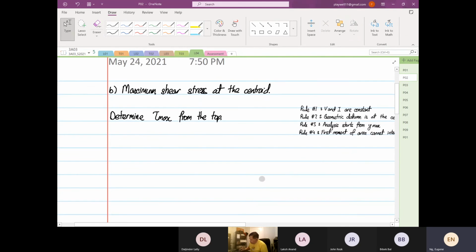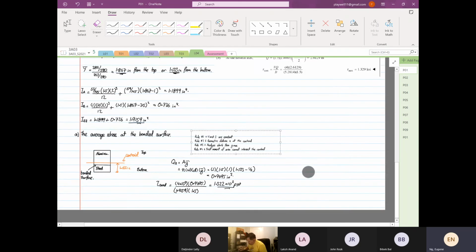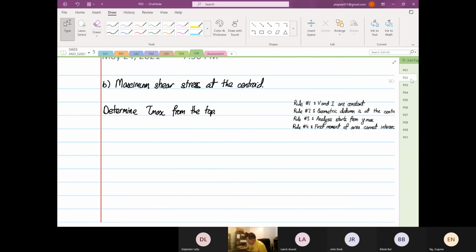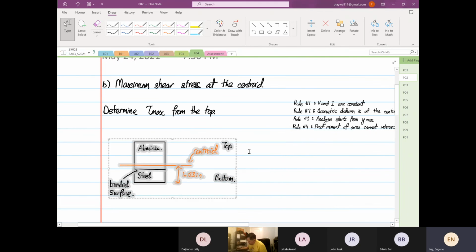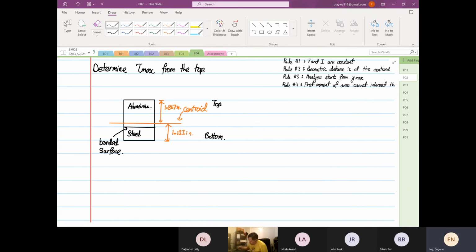So from the top, I'm going to copy this thing over. So now you can see, we also know the distance from here to here. We found this out, and it was 1.867. So we're going to deal from the top.